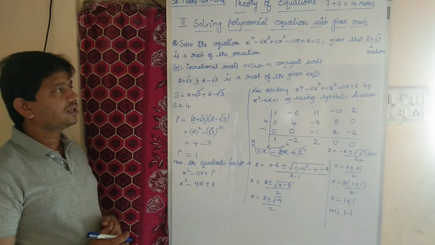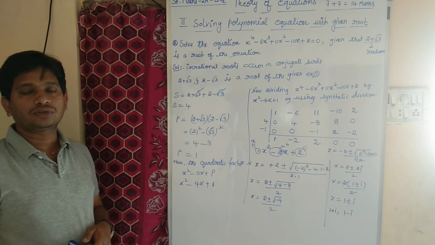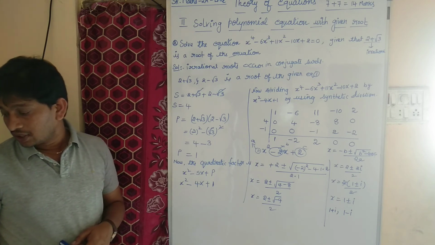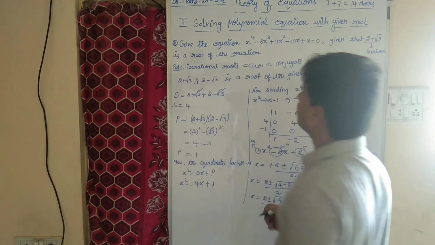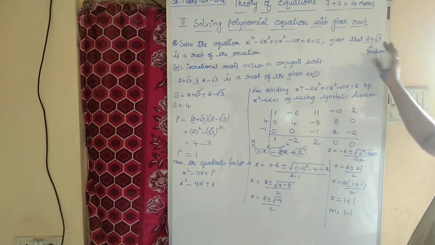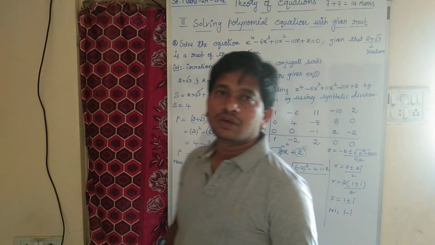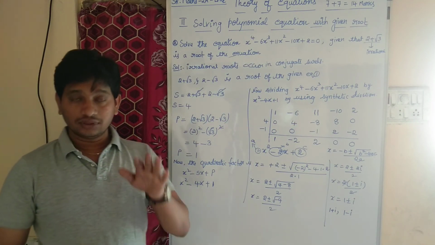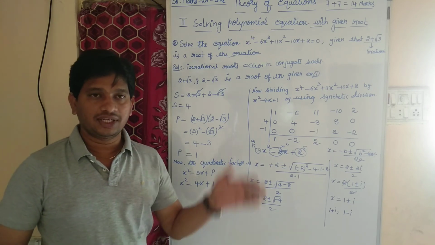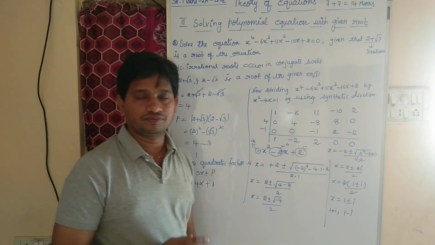The same method, children. One root is 2 plus root 3 and the other root is 2 minus root 3. Okay children, you will do this type of problems. If it is given 2 minus root 3, solve the equation. If it is 2 minus root 3, then the other is 2 plus root 3. Same procedure. If you practice, you will get the problem. So this year they are going to ask this type of problems, damn sure. No doubt at all.